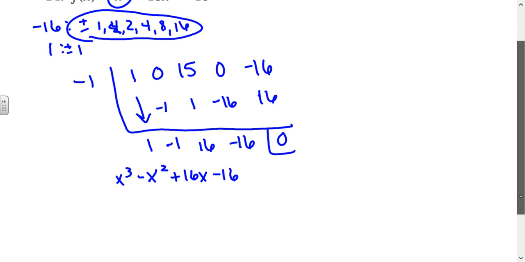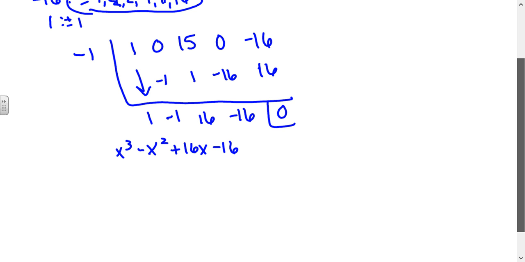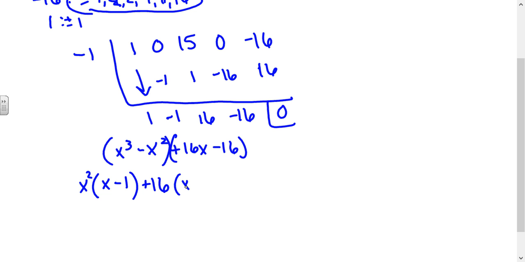Now I need to factor this. There's only one possible way to factor this because there are 4 terms, and that is factoring by grouping. So I'm going to group the first 2 together and group the second 2 together, and I'm going to take out the greatest common factors. The greatest common factor of this group would be x squared. Then I would have left over x minus 1. And then the greatest common factor of this group would be a positive 16. And I would have left over x minus 1. So my factors are x squared plus 16 and x minus 1.